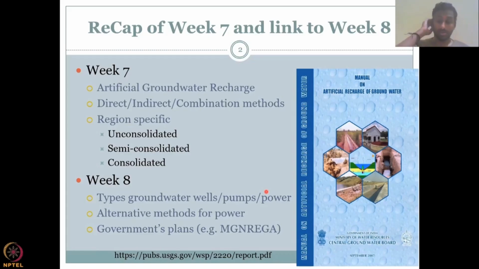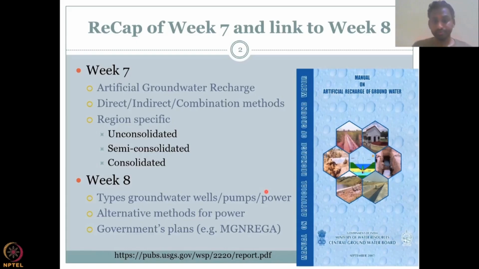Is it pumps? Is it lift irrigation type mechanisms, or using manual labor, animals, livestock? Power, what power do they use? Is it diesel power, solar power, etc.? And what are the alternative methods for power?